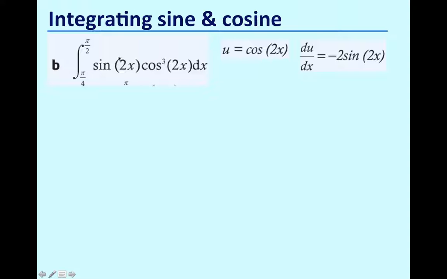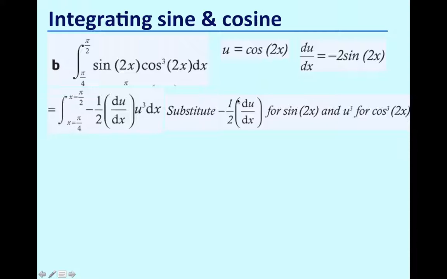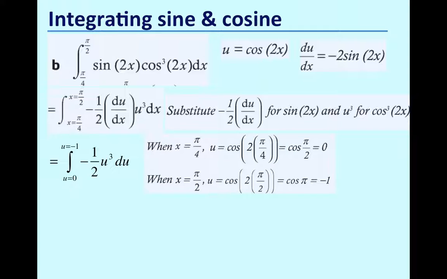All I would need to do is realize that this is negative a half, multiplied by du dx. So negative a half multiplied by this would give me this, so negative a half du by dx. And then I said u was going to be cos 2x. This is cos 2x all cubed, so this is u cubed. I can then cancel out the x's, take out the negative half as a constant, and then I can substitute in.